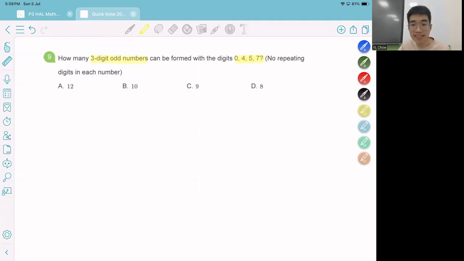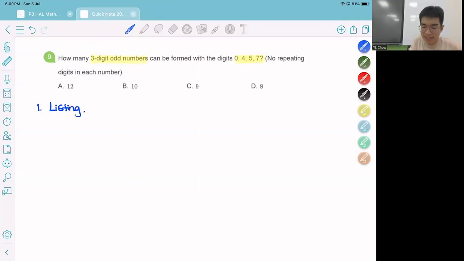Okay, now this is a question about asking how many numbers can be formed. You can either use enumeration or addition and multiplication principle. So let's go through both ways. First way is by listing.